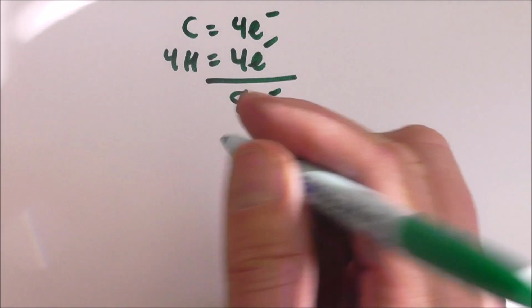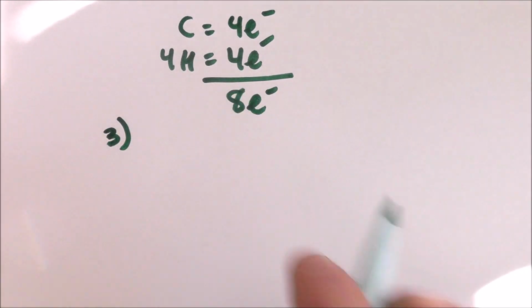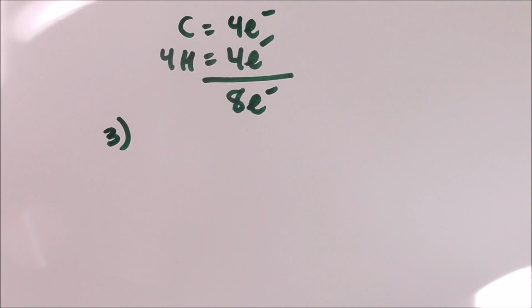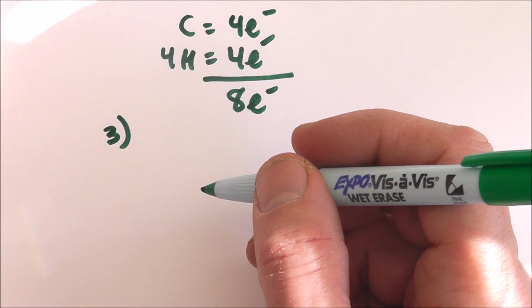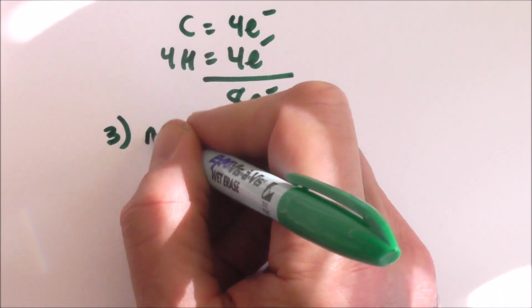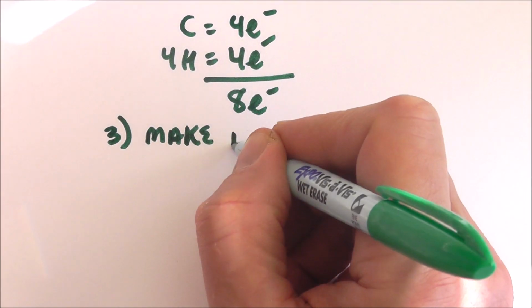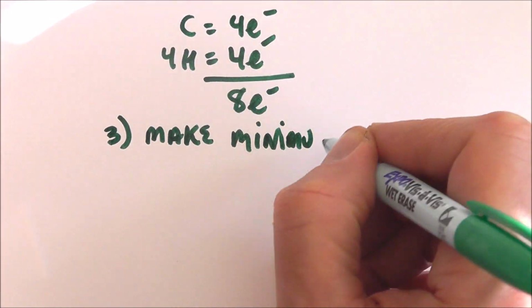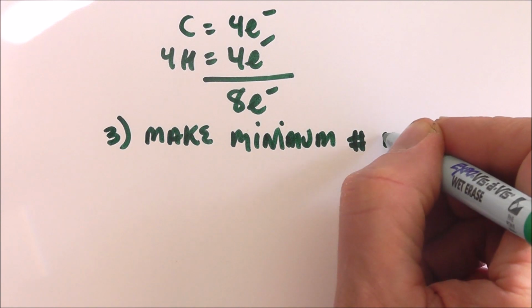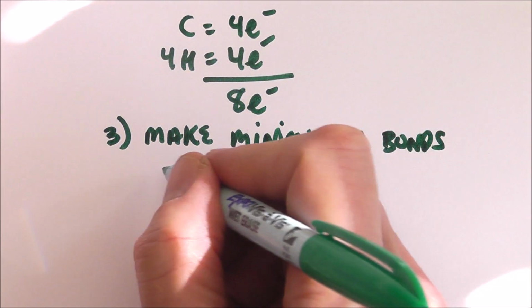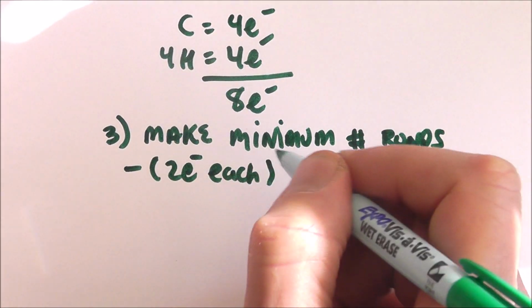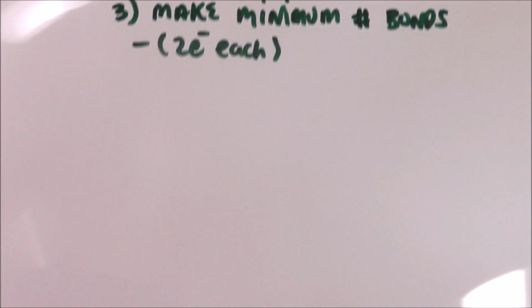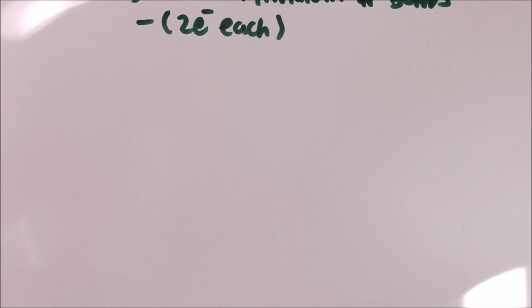Okay, step 3 is we're going to put this thing together with the central atom and the outside surrounding atoms, and we're going to create what we call a skeletal structure, which is we're going to form, I'll call it, the minimum number of bonds. That's going to be minus 2 electrons each. So let's go ahead and do that. Except I have to cough.